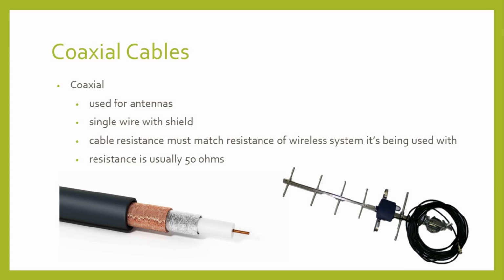Coaxial cables typically consist of a single inner wire running coaxially, or in parallel, to an outer conductor, which acts as a shield. The shield is precisely spaced from the inner wire to maintain a specific resistance, usually 50 ohms. We'll primarily use coaxial cables for wireless connections from a field device to an external antenna.